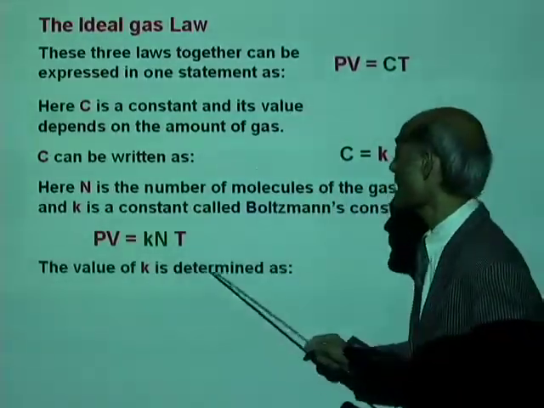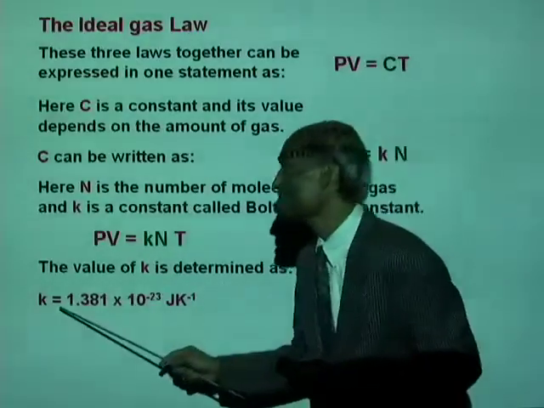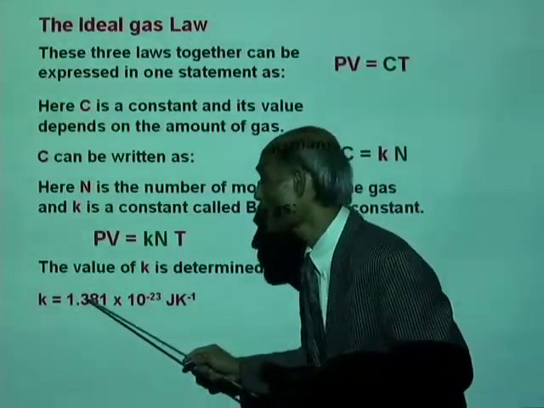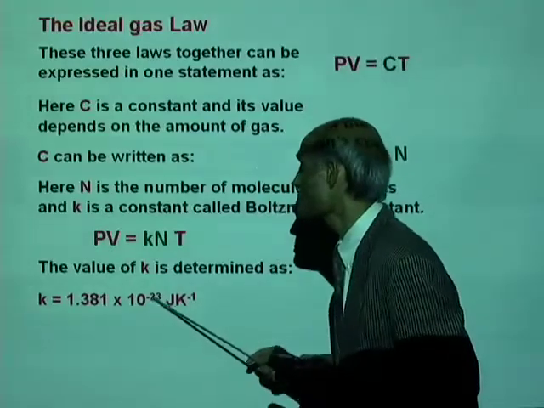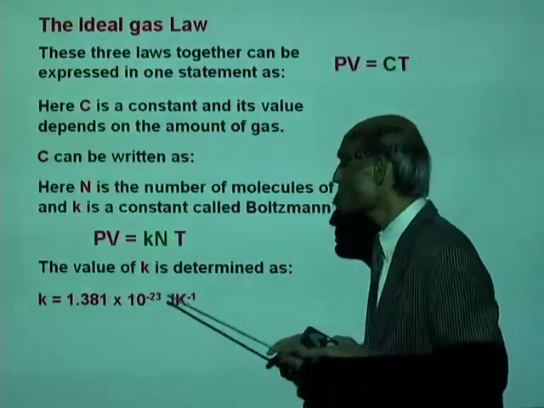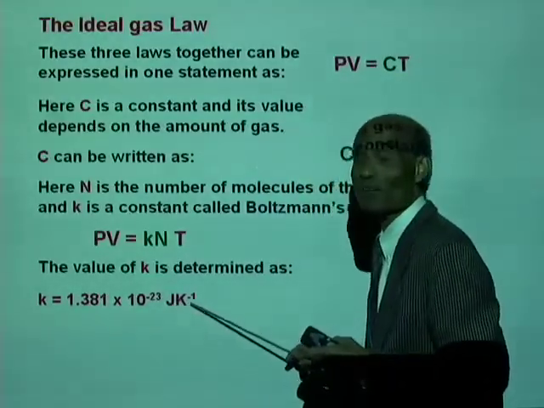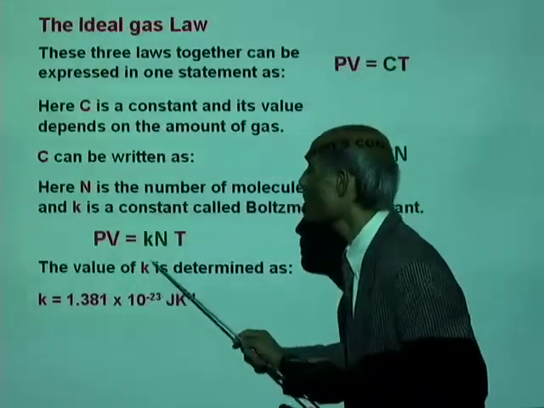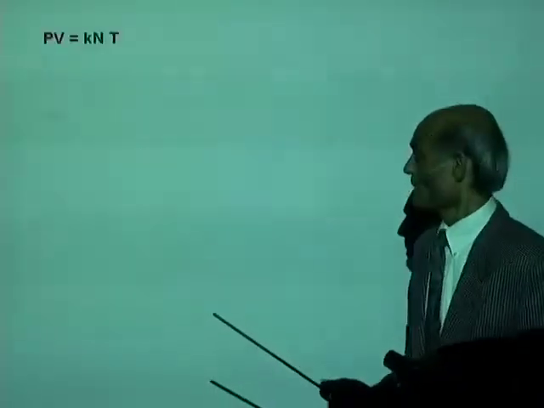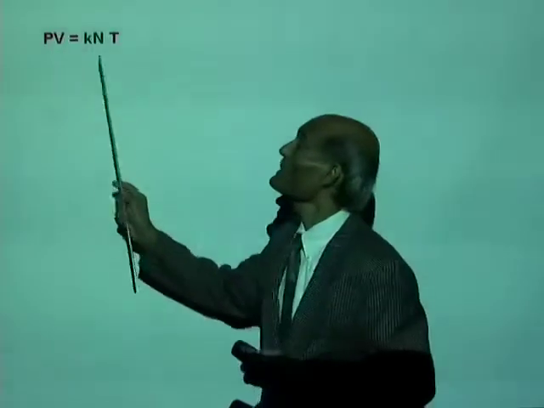The value of K is determined as K equal to 1.381 times 10 to the negative 23 joules per Kelvin. That is the value of Boltzmann constant. Alright, so we have PV equal to KNT.